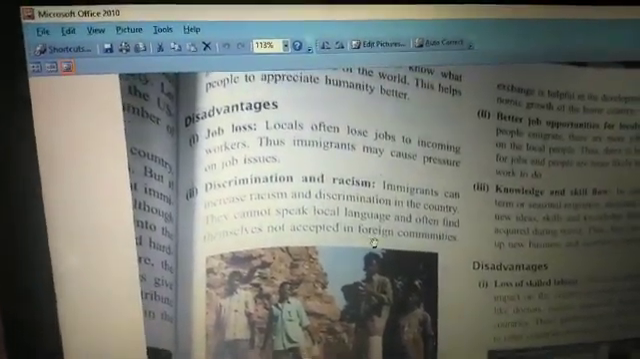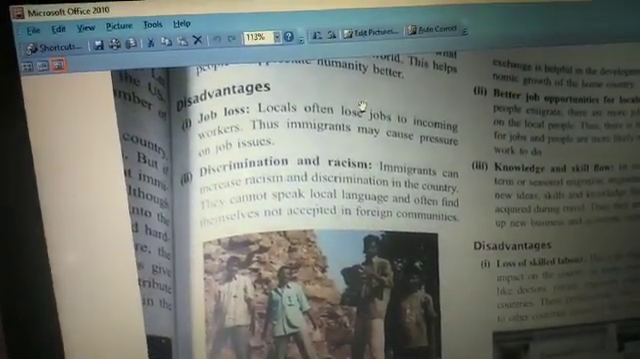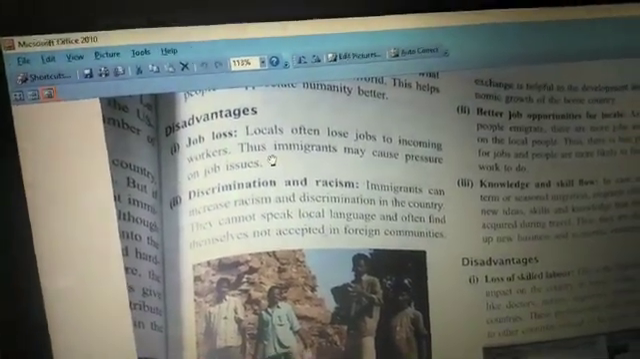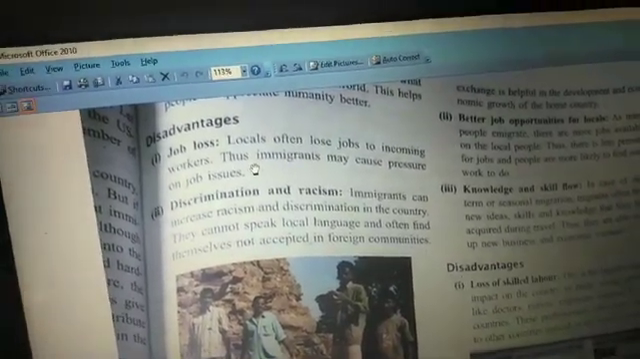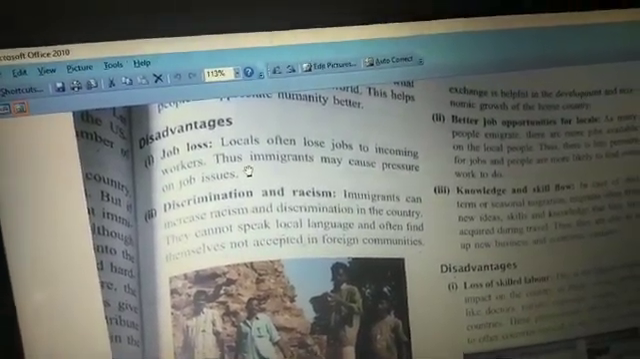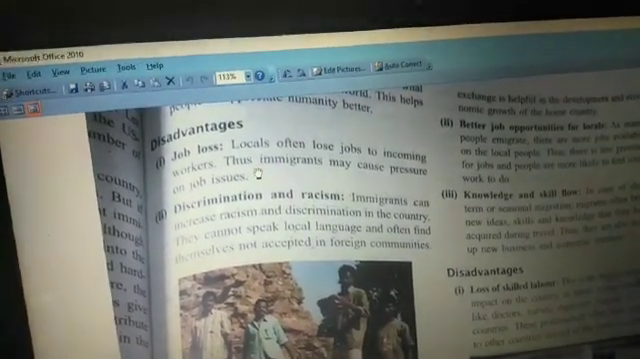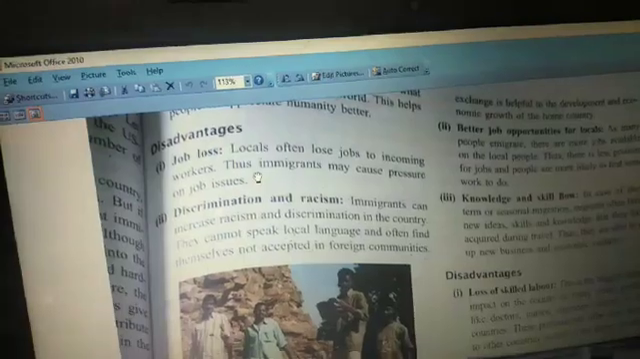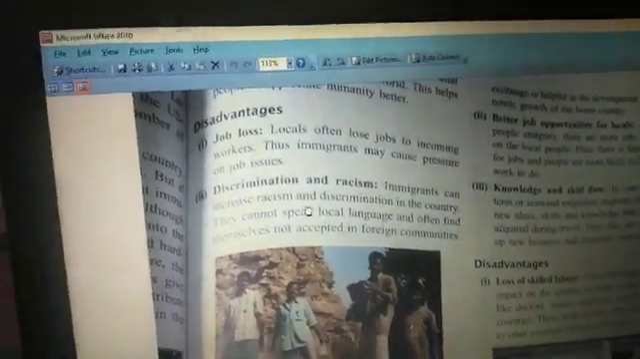Disadvantages means you are an Indian and living in the US. What kind of disadvantages will you feel? You will face job loss. Locals often lose jobs to incoming workers. You are an Indian, but presently you are living in the US. That country will have a lot of problems among its local people. Those local people who were born and brought up in the US itself, just because of you people, are not receiving a proper job. So job loss will happen definitely.